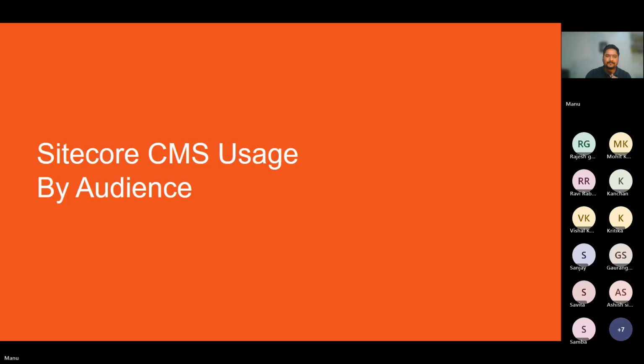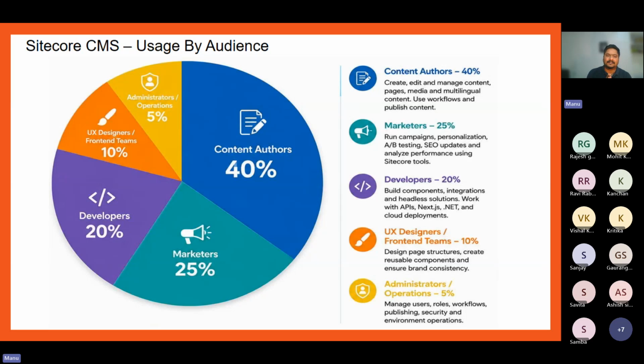Moving forward, let's see who the actual Sitecore audience is. If you can see this graph, we have 40% content authors and 25% marketers. Around 30% of the graph is administrators 5%, UX designers 10%, and developers 20%. That means around 65 to 70% of the whole audience is actually authors and marketers.